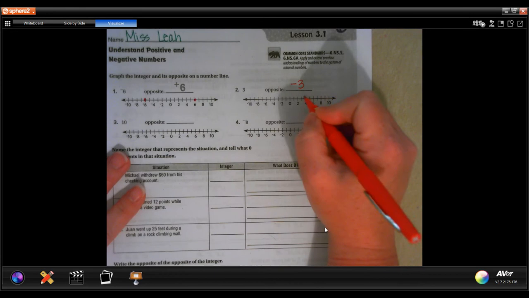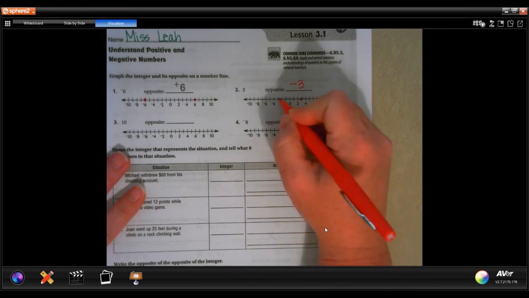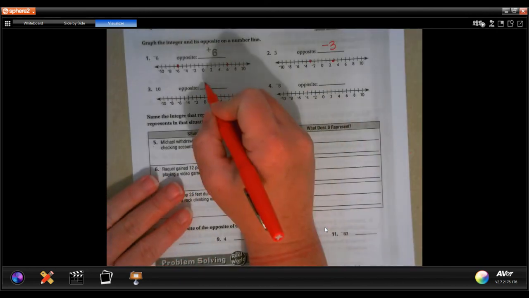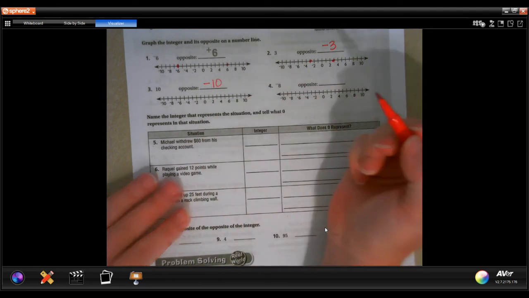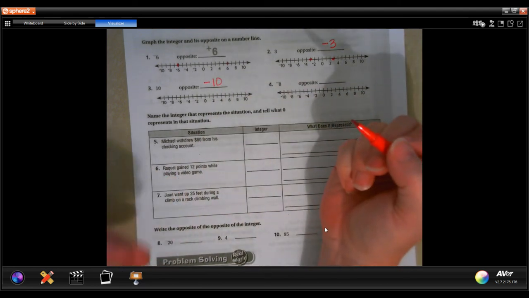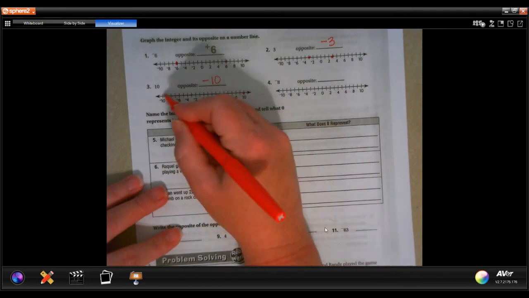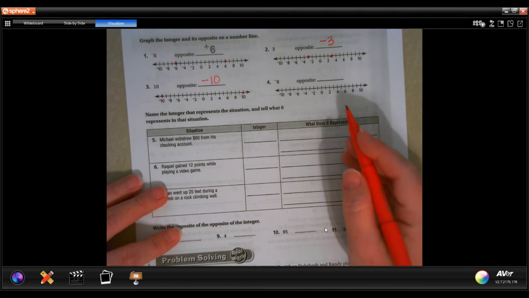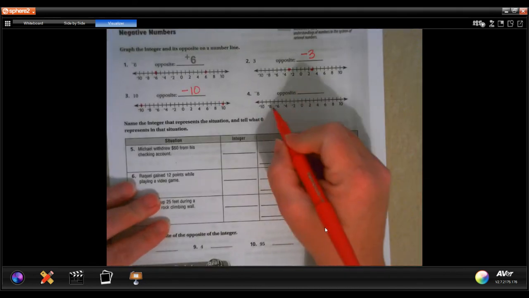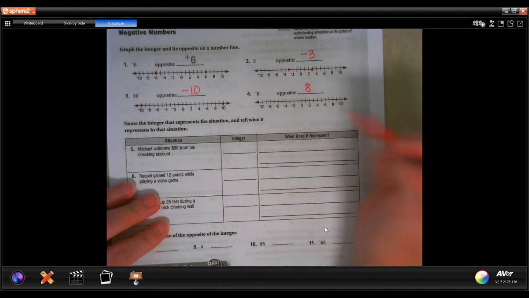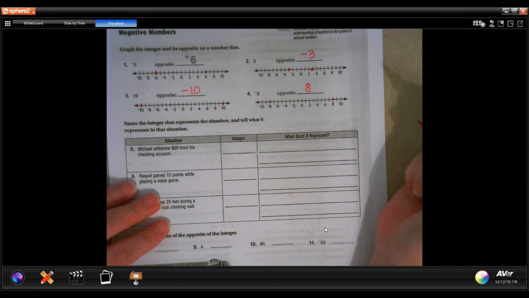So in between 2 and 4 is just negative. Okay? 10. Well, the opposite of 10 is going to be negative 10. If I have $10 in my account, I take out $10, I minus $10. So 10, negative 10. I'm going to do one more. The opposite of negative 8 is going to be 8. So negative 8, 8. Done.